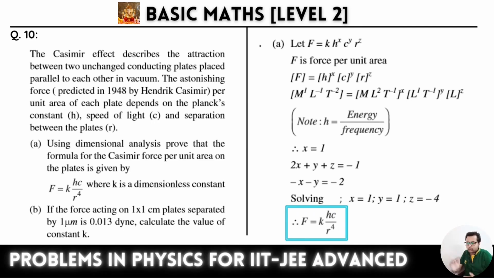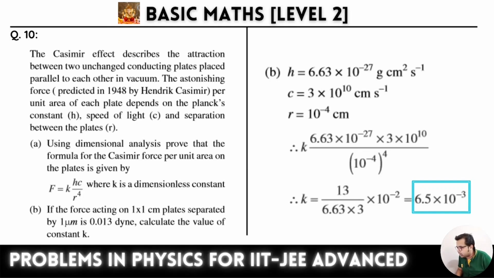You just put x, y and z in the first equation. So we get F is equal to k h c r to the power of minus 4. So finally we get F is equal to k h c upon r to the power of 4. So this we prove. Now if we jump into the b part, it is very easy.